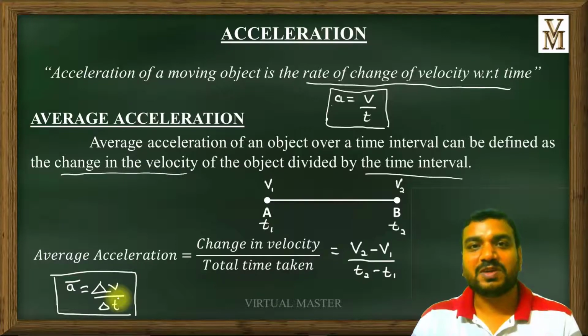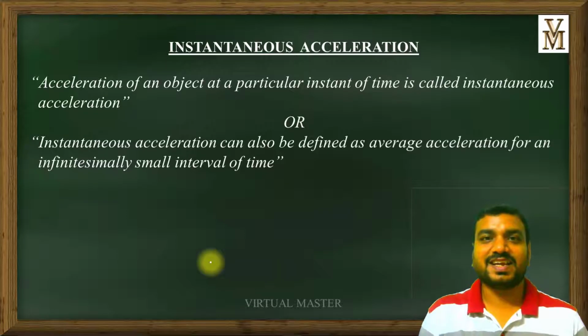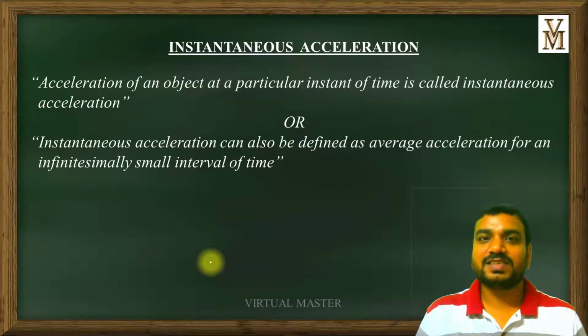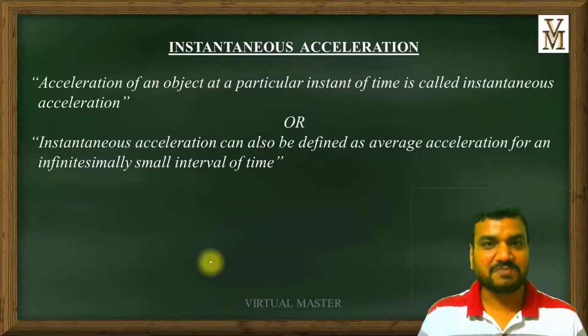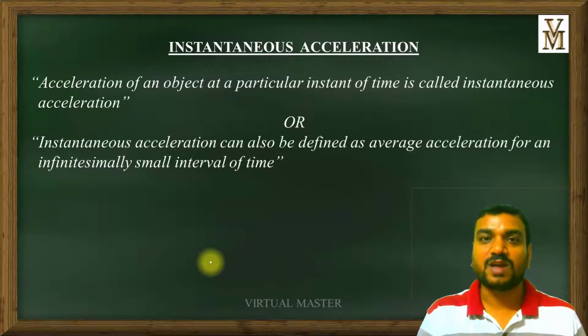I hope everyone has understood the definition of acceleration and average acceleration of the object. Now let us discuss instantaneous acceleration of the object. The way we have defined the instantaneous speed and instantaneous velocity of the object, in the same way we are going to define the instantaneous acceleration. So what is instantaneous acceleration?